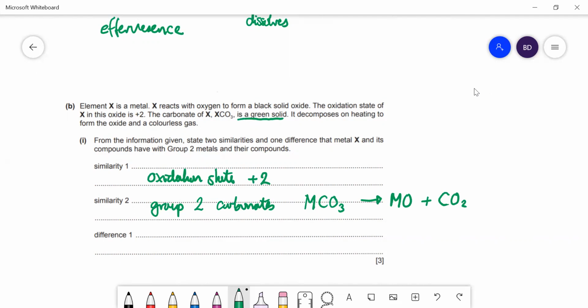It's probably copper carbonate. Colored compounds for X. X is a transition metal. As I say, it is copper probably. Transition metal compounds are usually colored, whereas group 2 compounds are colorless, white.